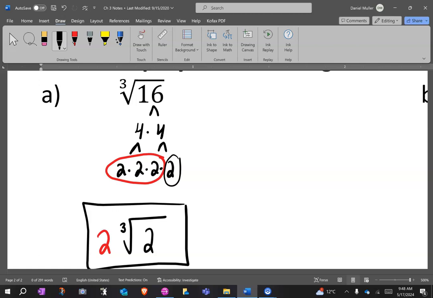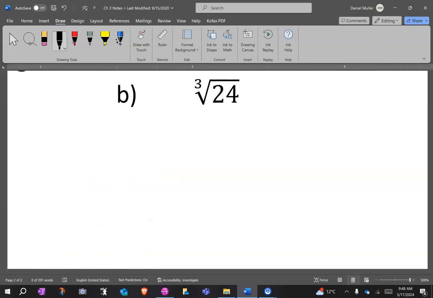Let's look at another example here. At B, 24, we can break that down.